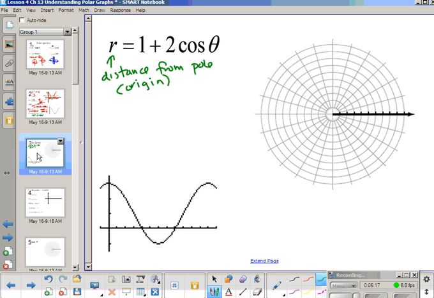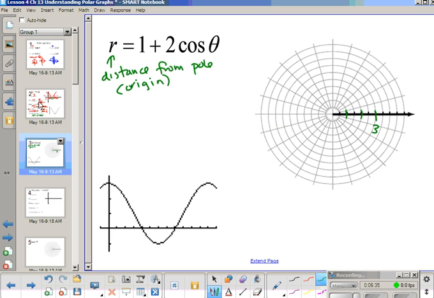Other things I want to think about is when theta is 0. I want to start drawing this graph. I need somewhere to go. If I only have to go out to 3 or -1, I could make it every 2 units instead of every 1 unit and still have some space. So I'm going to do that.